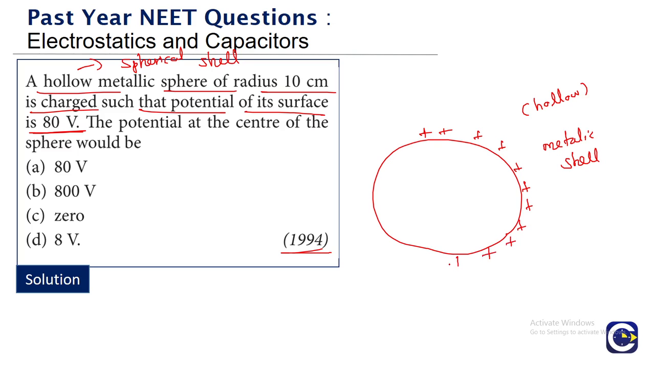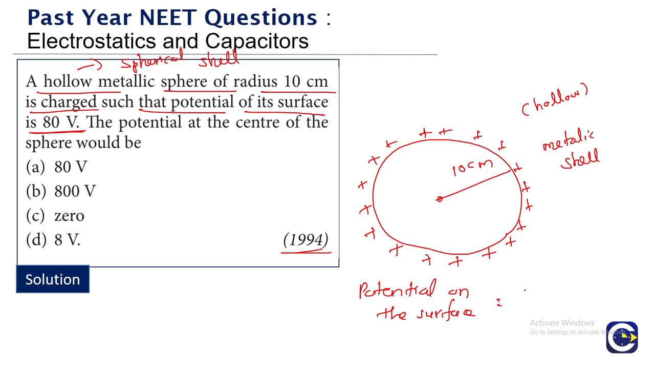What is the radius of the shell? Radius is given as 10 centimeter. It is charged such that the potential on the surface is 80 volt. Remember, for a spherical shell, the potential on the surface will be kq by r, if q is the charge given to the spherical shell and r is the radius. Here the r will be the radius.